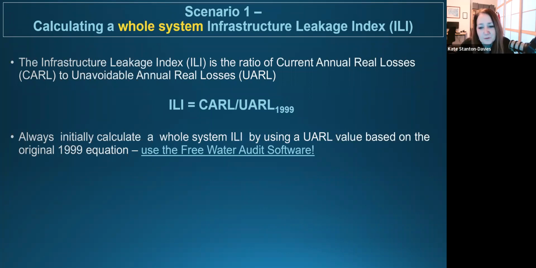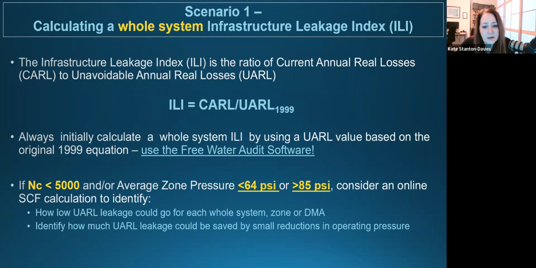You can use the free water audit software to do this, or other software you may have, which calculates that whole system ILI. Then, if you find that you have less than 5,000 service connections and or your pressure is less than 45 meters or greater than 60 meters, or less than 64 psi or greater than 85 psi, then you could consider an SCF calculation. These are the characteristics for this boundary case.